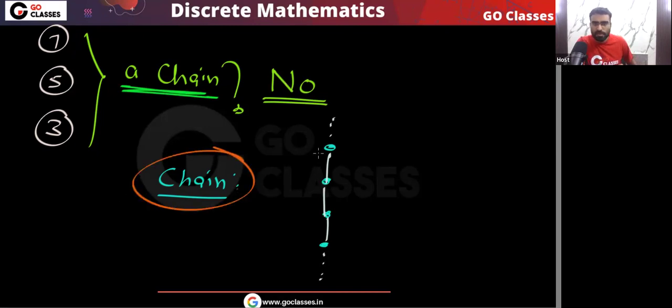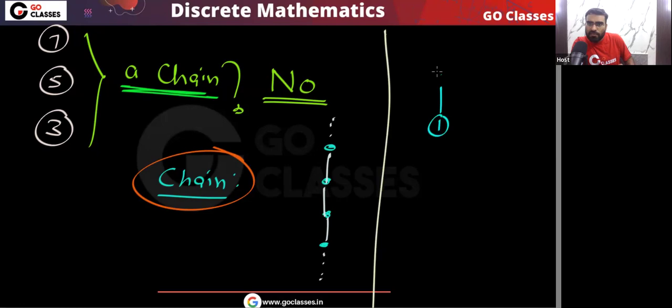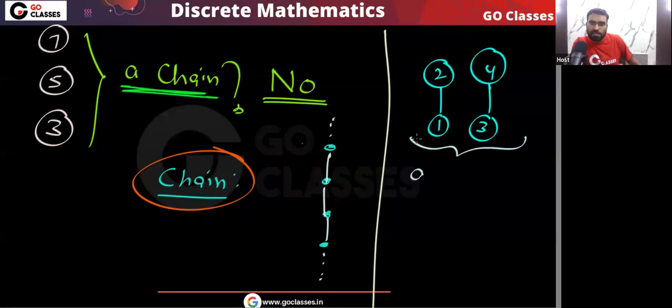Is this clear? Okay. Tell me one more thing. For example, is this a chain? If I put a 1 here, 2 here, 3 here, 4 here, is this a chain? Again, this is not a chain. So remember, chain simply means all the elements are in a straight line sequence. Okay, connected. So very simple.